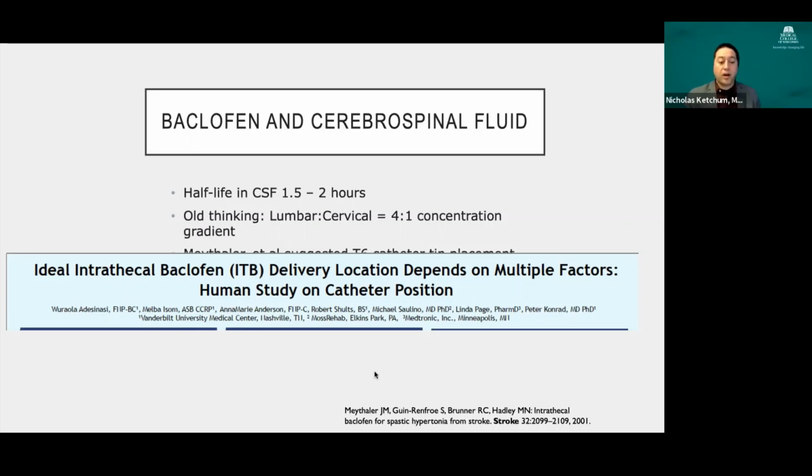And so more to come from Dr. Conrad and colleagues, but they are looking at, more precisely, how the baclofen and the CSF interplay, which can be helpful for dosing and helpful for surgical planning in terms of where's the best position for the catheter for these folks who receive intrathecal baclofen therapy.